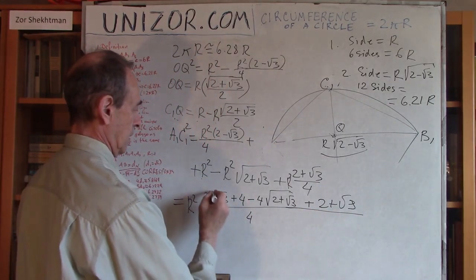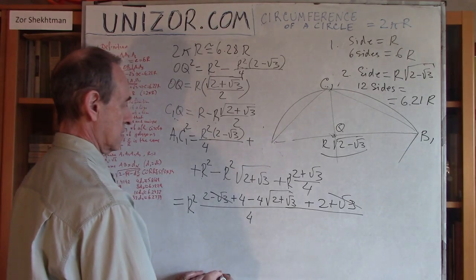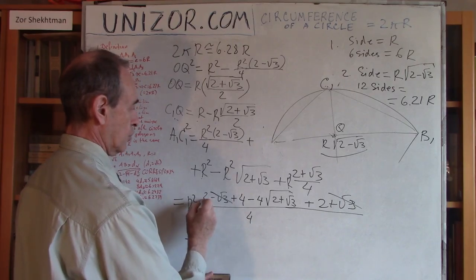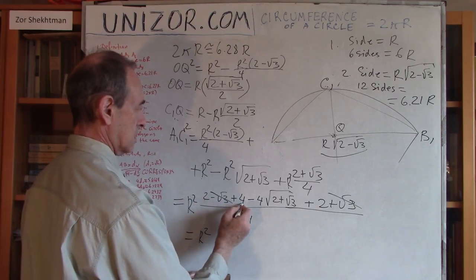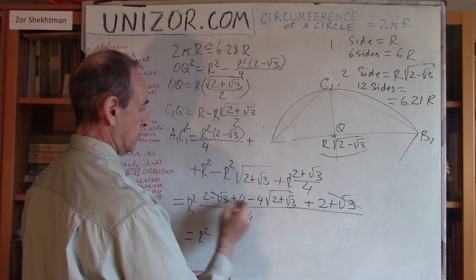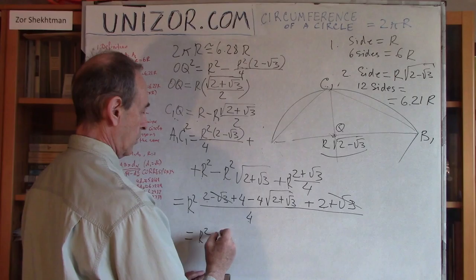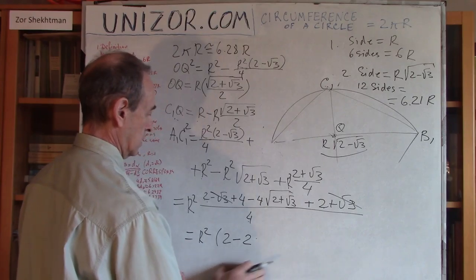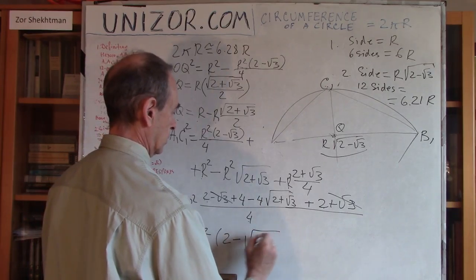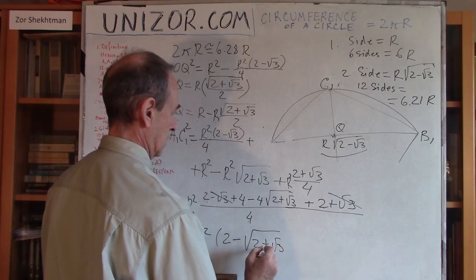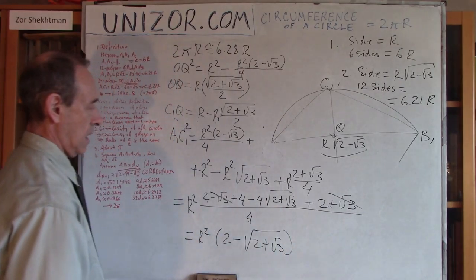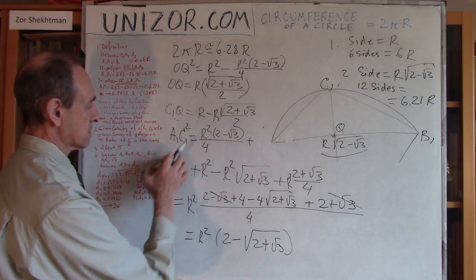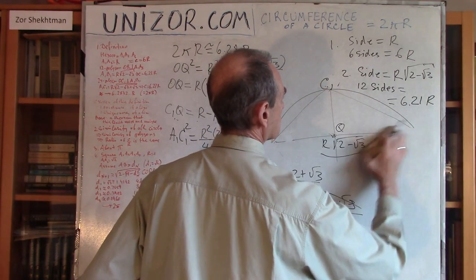Now, what do we have now? We have square root of 3 plus and minus. And now, R square, 2 plus 4, 6 plus 2, 8, 8 minus 4, and divided by 4, so it's 2 minus, no, minus 1, square root of 2 plus square root of 3. And finally, a1c1 is the square root of this. This is a1c1 square.